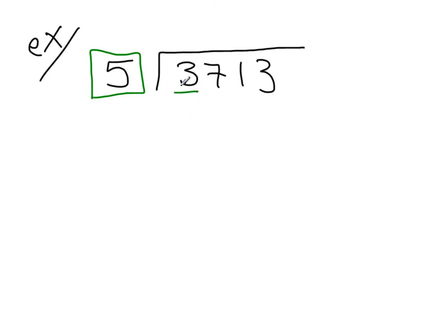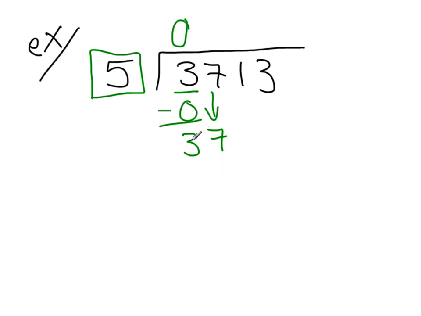Well, what times 5 would get me 3? Nothing, because 5 is bigger than 3. That's no good to me. So you could say nothing, and this is an ugly way to write it, but some people do. And then you subtract 0 from it, and you got 3, and you bring down the next digit. Now you go on, and you say, what times 5? Because we're always trying to figure out what multiplied by the divisor gets us the original thing we started with.